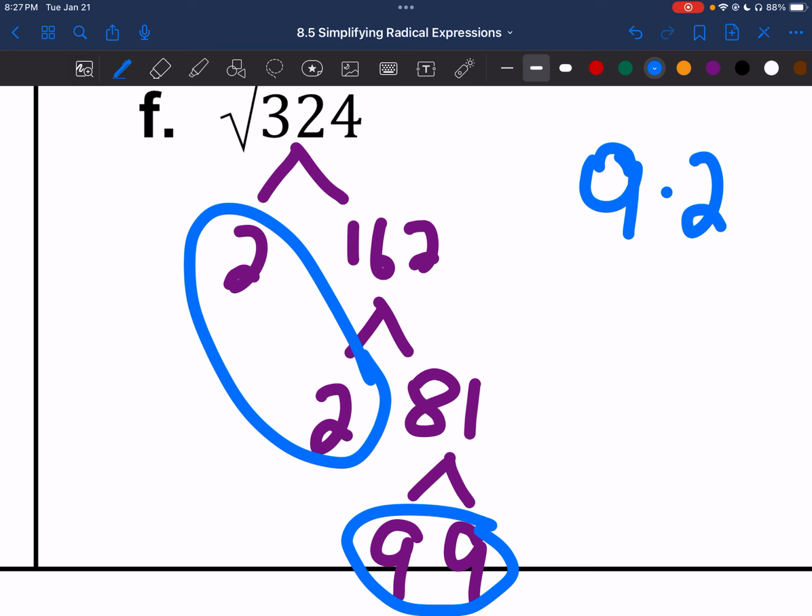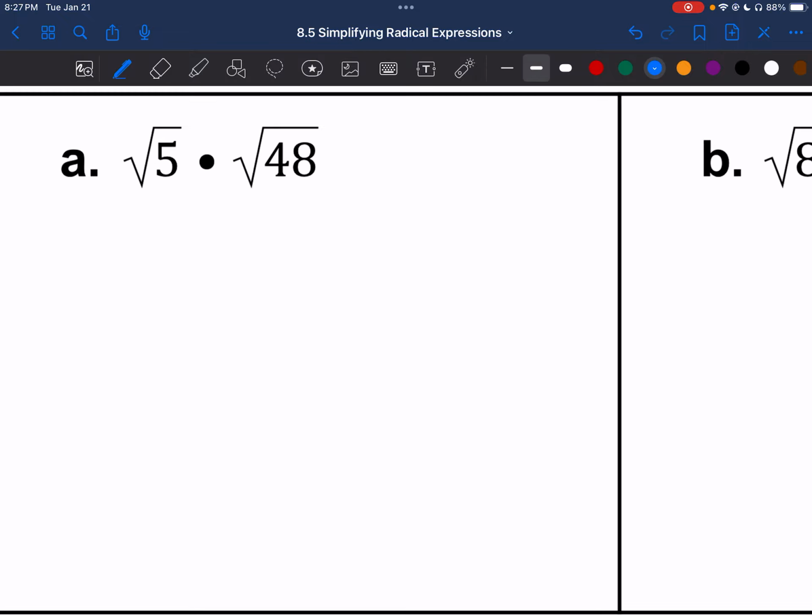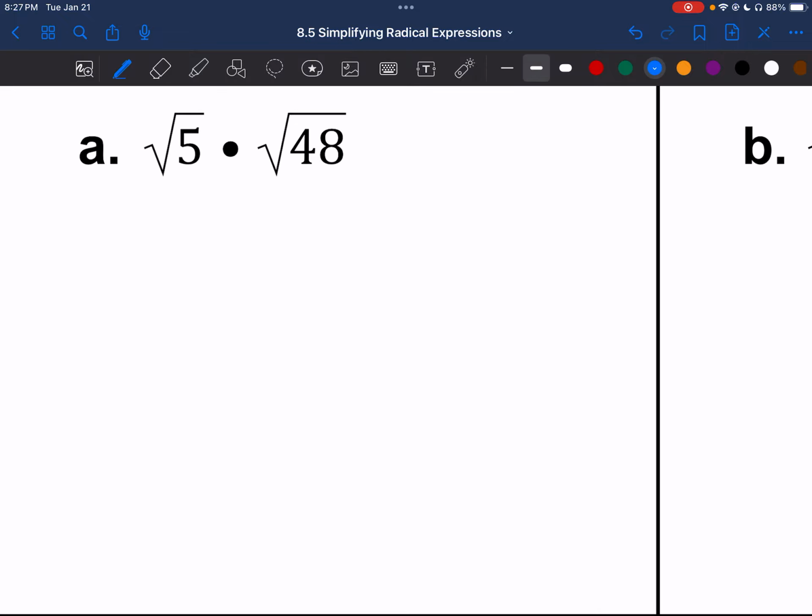All right, to the next page. We are going to multiply square roots now. So in this, we're going to use that multiplication property of square roots, and you'll remember what it says is that you can combine these under one radical sign.